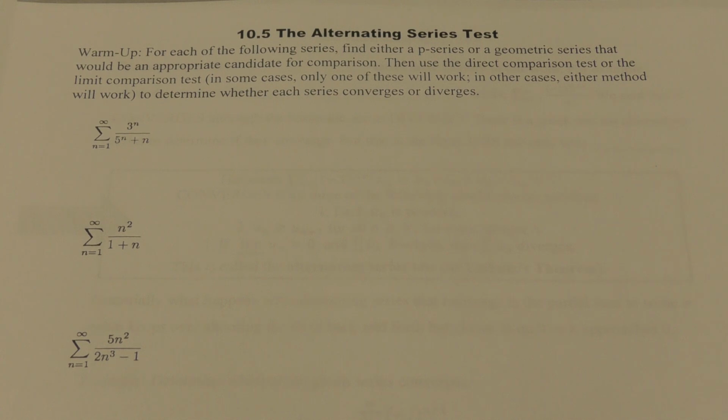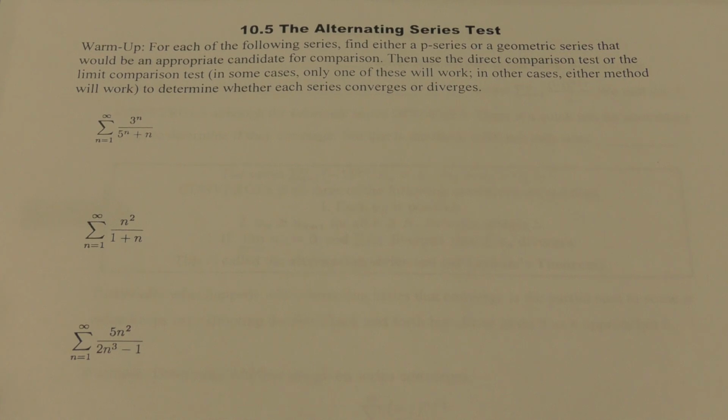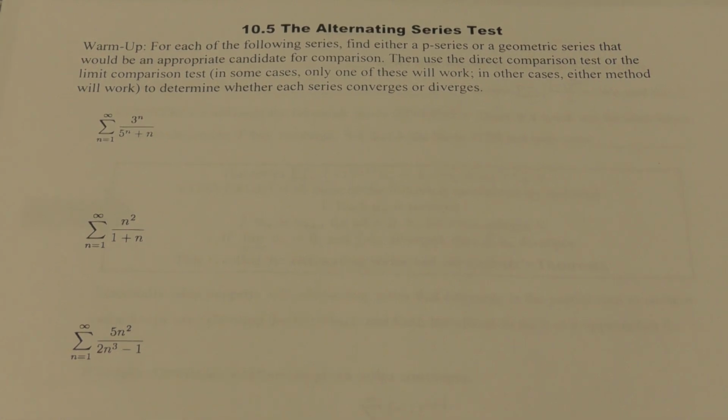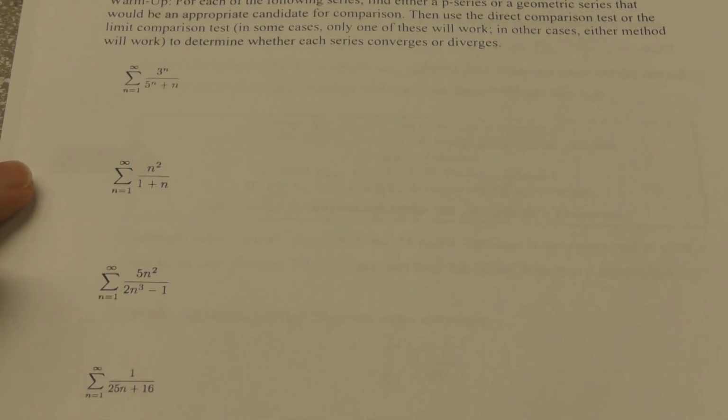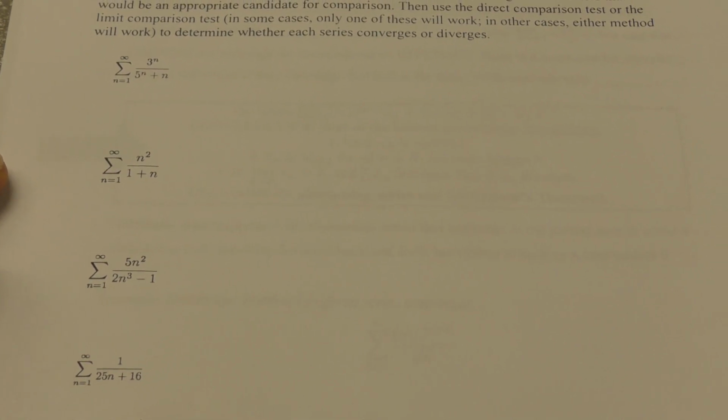For the start here, I'd like you to try these first 4 warm-up questions that you see here at the top of the page. For each of these series, find either a p-series or a geometric series that would be appropriate for comparison, and then use the direct comparison test or the limit comparison test. Some of these work better for one, or you can use only one. Some of them either is fine, to determine whether each series converges or diverges, all right? So I want you to give that a shot. Here are the 4. Go ahead and use an appropriate p-series or geometric series to do a comparison, either limit or direct. Pause the video and come back when you're ready.